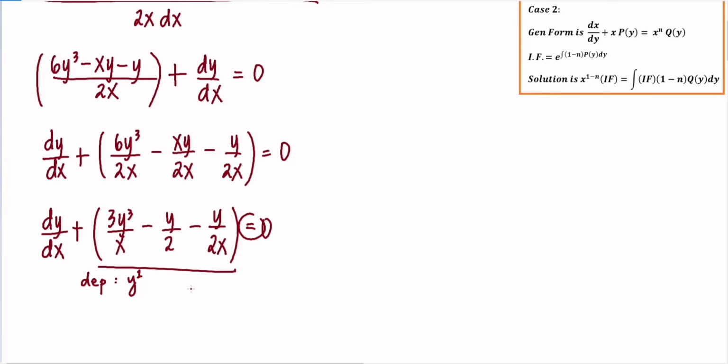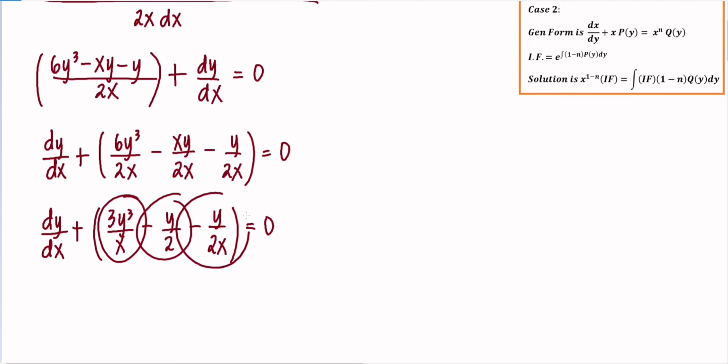Lahat ng may variable na 2 and above ay ililipat ninyo sa kanan, katulad nito ni y cube. So, si y cube, lilipat siya sa kanan. Lahat ng may degree na more than 1, you will transpose it to the other side. Ibig sabihin, between these 3 terms, lahat ng may y lang ang maiiwan, yung mga may y raised to 1. Yun ang kaibahan ni Bernoulli at saka ni linear differential equation.